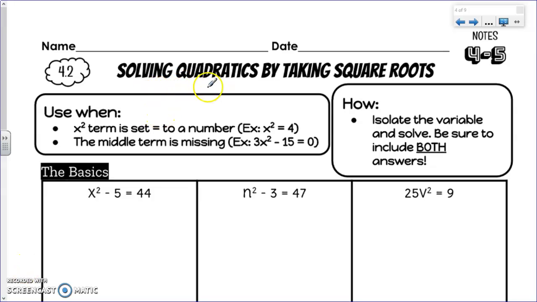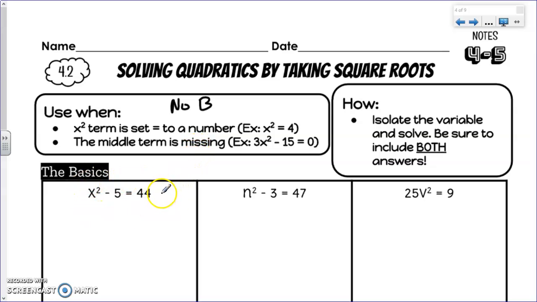Okay, the last part is solving quadratics by taking square roots. So when do we use this? We use this when the x term is set equal to a number or the middle term is missing. So when there is no v. Okay, now you can factor these if they're factorable.